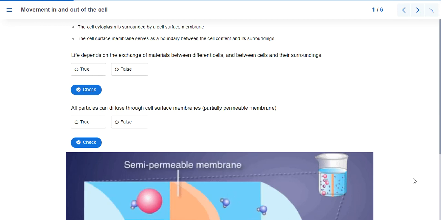Quick questions. Life depends on the exchange of materials between different cells and between cells and their surroundings. True or false? True.